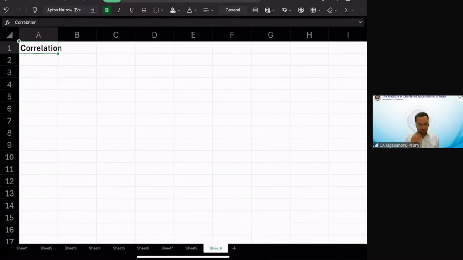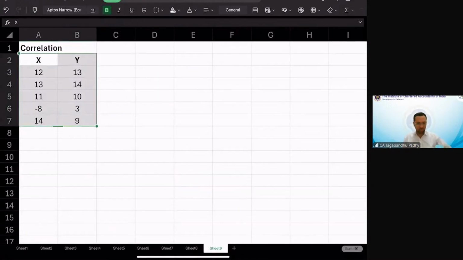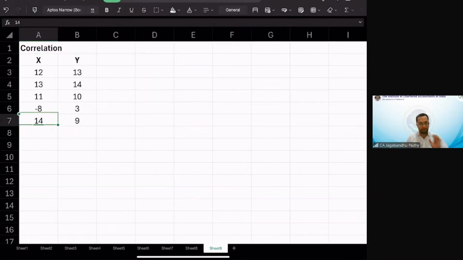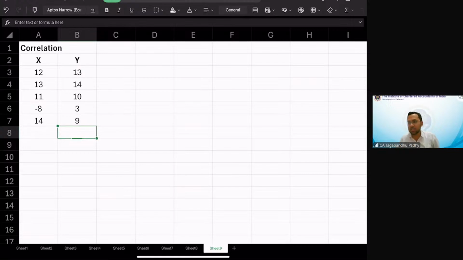for these two values, x and y. So correlation between x and y, let's try to compute it. How do we compute the correlation? By the way, what is correlation? Correlation is the degree of relationship, or the degree of linear relationship, between two variables. So between two variables, what is the degree of relation?